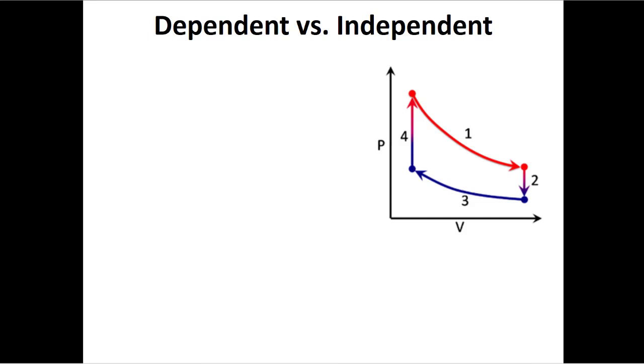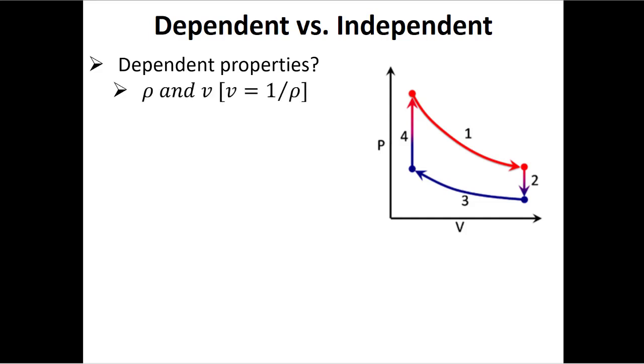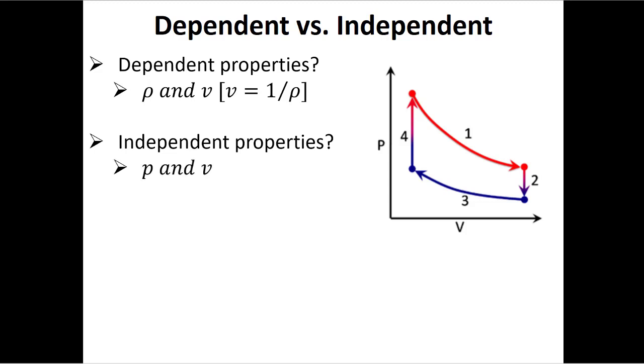So now we have to think, are two properties dependent or independent? If it's independent, that means that if I know one of these properties, I don't necessarily know the other. We just talked about density and specific volume. If I know the specific volume, I automatically know the density because it's just the reciprocal. So those are two dependent properties. You can't know density and specific volume and expect to be able to fix a state. Dependent properties include things like density and specific volume. Now, pressure and specific volume are independent.